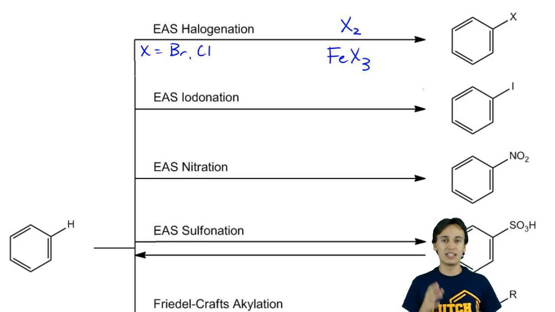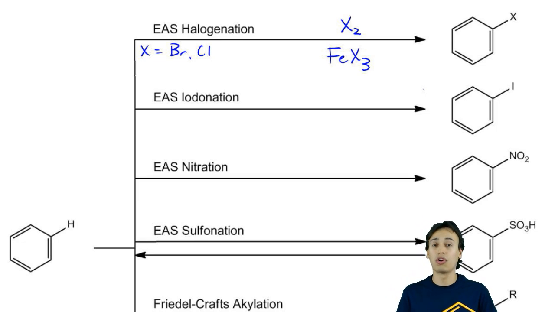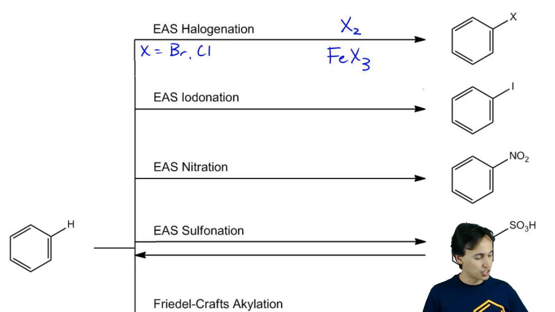Now it's important to distinguish this mechanism from another reaction we learned in the past, just called halogenation. So when you discuss this mechanism, you should call it EAS halogenation, because specifically this is the one that requires a Lewis acid catalyst. Alright, so let's move on to the next one.